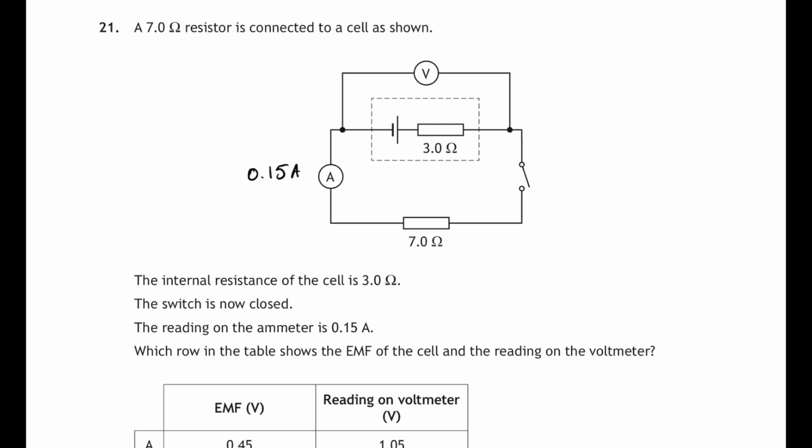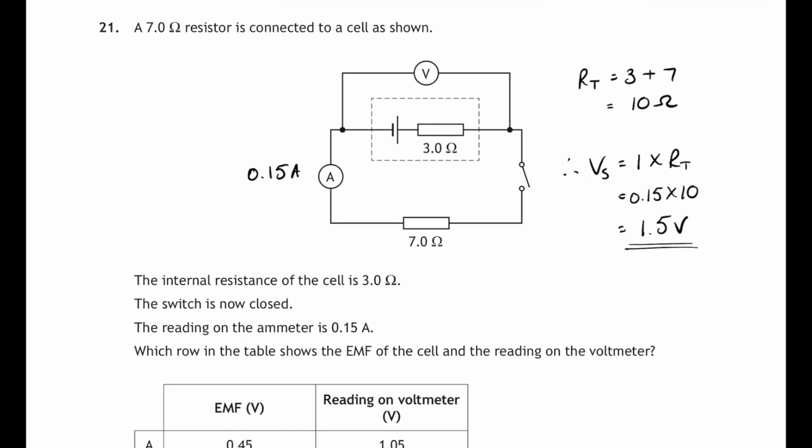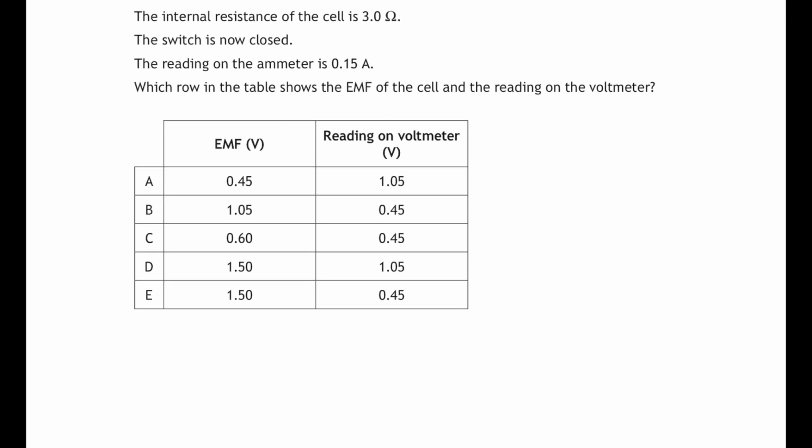Well, first thing I would do here is work out the total resistance of the circuit, because we've got a 3 ohm internal resistance in series with the 7 ohm external resistance, so the total resistance of the circuit is 10 ohms. I can then work out what the supply voltage is, because it will be the current times the total resistance. That gives me 1.5 volts, and that is the EMF of the cell. So it can only be D or E the answers.